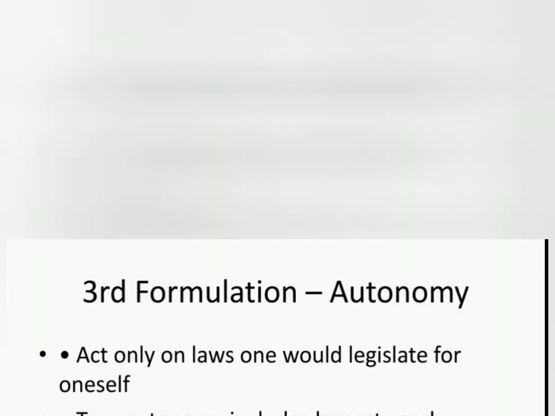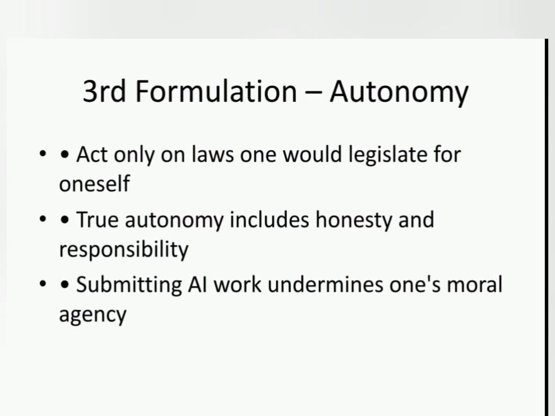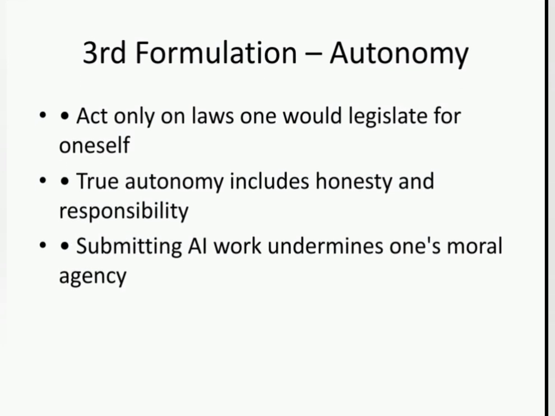So, if that's clear, let us go to, I mentioned three, so let us go to the last formulation. Kant's final formulation centers on moral autonomy, the ability to govern oneself with ethical responsibility. So when making decisions, we should act as if we are legislating moral laws for everyone. So this means upholding values like honesty and accountability.